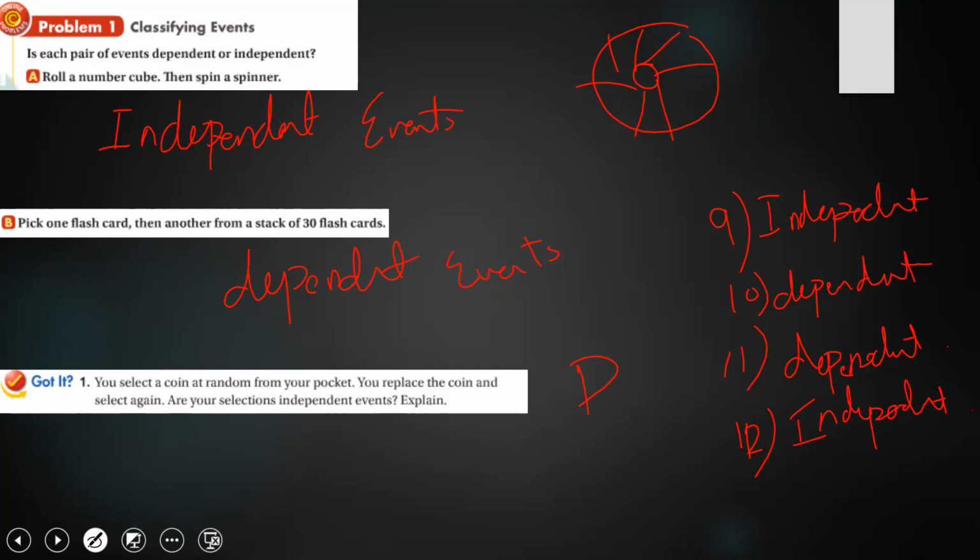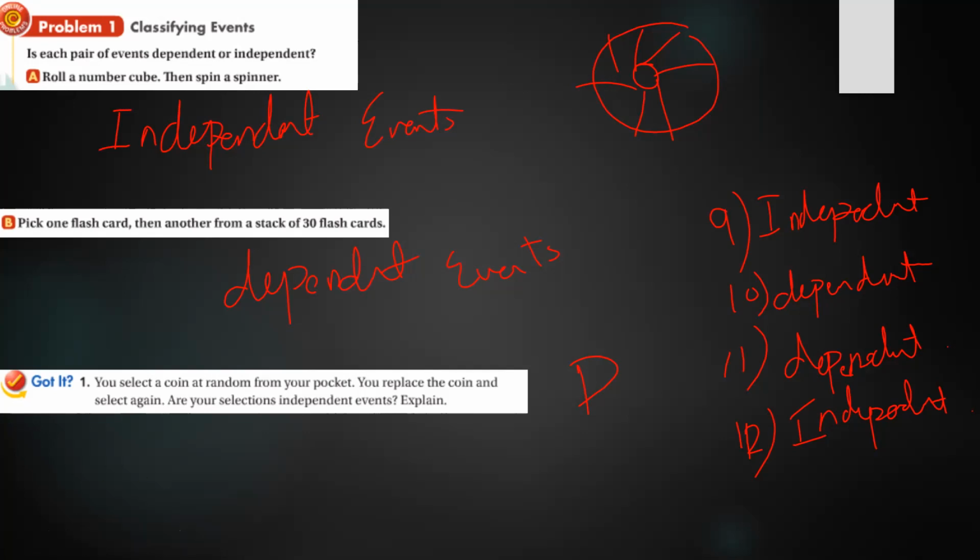Now come back to Got It One. You select a coin at random from your pocket. Okay, I'm not talking about cents, let's come back here to Saudi Arabia. We have riyals in your pocket. You choose a paper that has the number 5 on it, then you replace it. Are your selections independent events? Yes, they are independent. Why? Because the number of coins before selecting the card is equal to the number of coins after it's replaced.